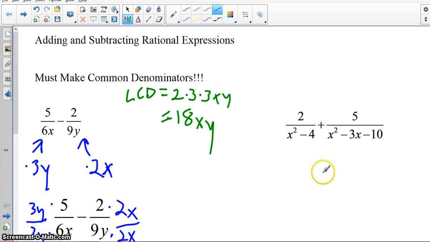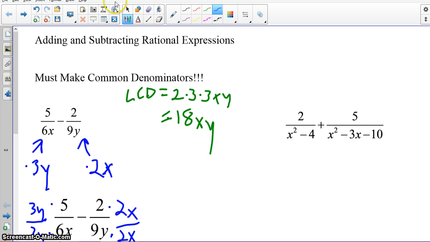All right, so let's go to this harder one. Before you can figure out the LCD in this harder one, you have to factor the denominators. Here we did that actually, we factored the other problem. It was just 2 times 3 times x over here, and 3 times 3 times y. Relatively easy to figure out the factors for those.